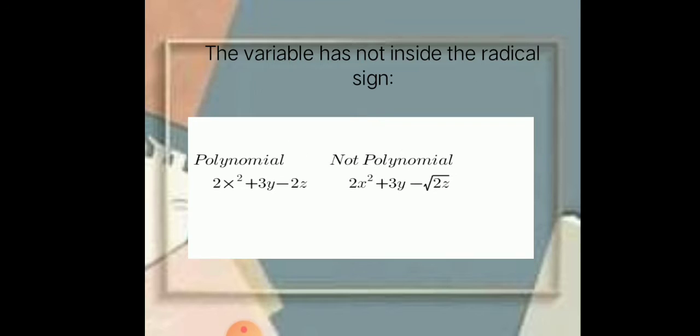So next, the variable is not inside the radical sign. So in the polynomial example, 2x squared plus 3y minus 2z. In the not polynomial, 2x squared plus 3y minus the square root of 2z. So there is a variable inside the radical sign. So meaning it is not a polynomial.